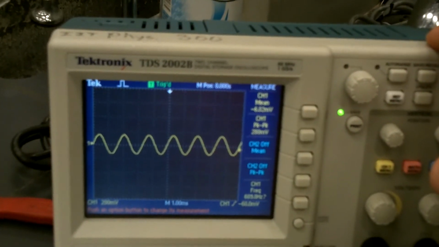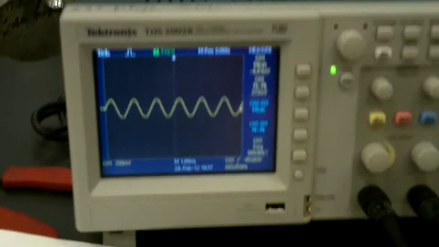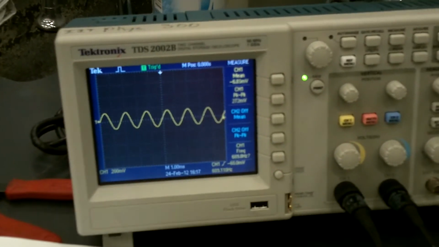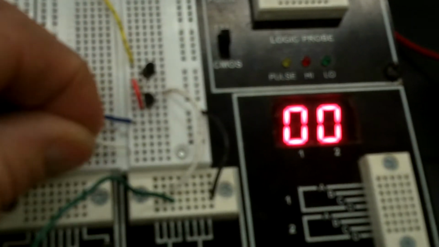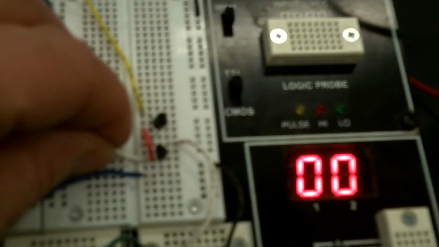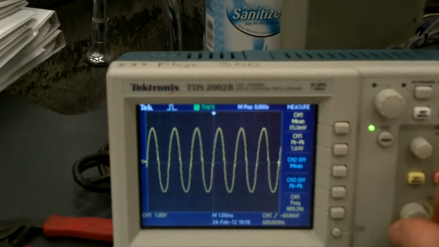Right now I've got 272 millivolts peak to peak of this signal coming out of the function generator and feeding the speaker, and I'm grabbing the signal right at the speaker. Okay, so now I'm going to swap the input of the speaker to this push-pull driver, and then feed the signal into it. And now you can see how much stronger it is.